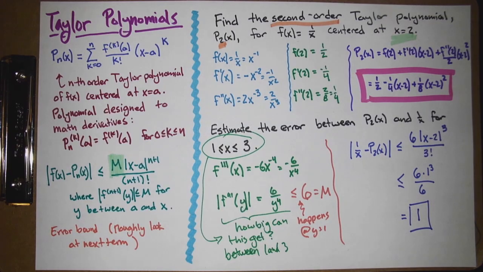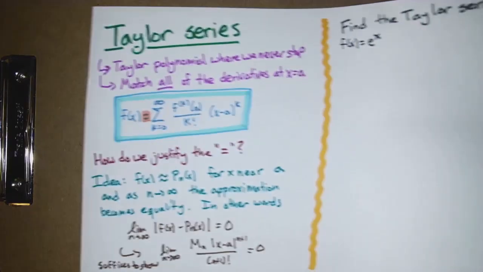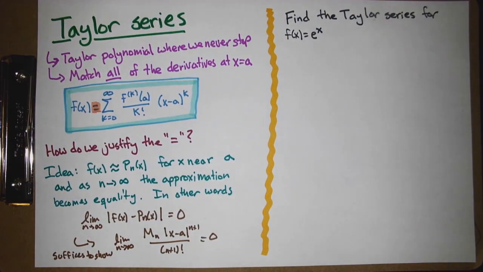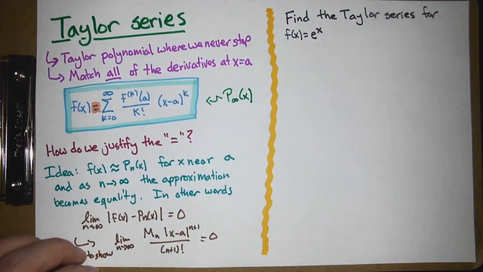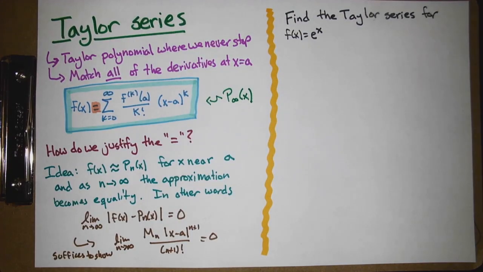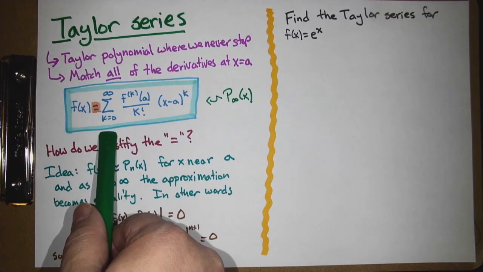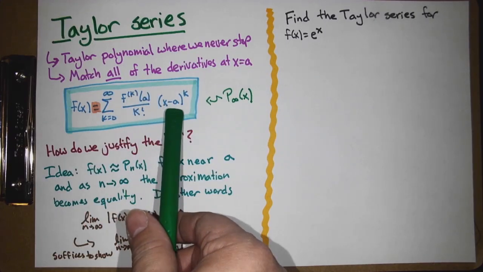Okay, well, that was our review of Taylor polynomials. Now into Taylor series. As mentioned, the idea of Taylor series is like Taylor polynomials, except we don't stop. We're going to match all the derivatives of the function at a. So what have we done? You should think of this as our p infinity of x, our Taylor polynomial taken all the way up to infinity. So we have the function is the sum from 0 to infinity of f^(k) at a over k factorial times x minus a to the k.